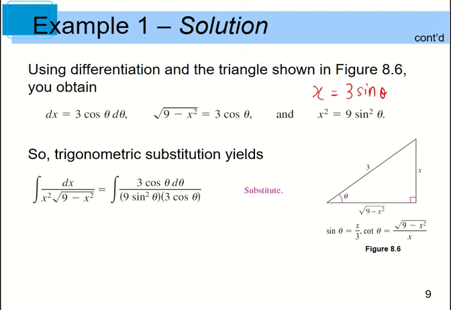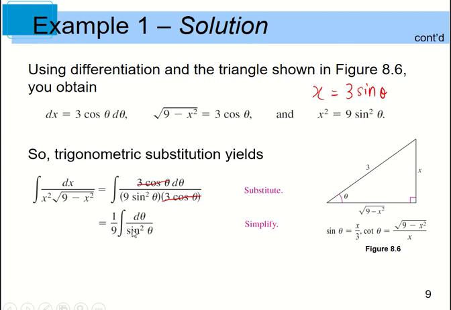Now we are going to substitute everything into the integrand. First, the dx here is 3 cos theta d theta. The x squared is substituted with 9 sine square theta. And the square root of 9 minus x squared is 3 cos theta. After that, we can eliminate 3 cos theta with 3 cos theta. Now take out the 9, we have 1 over 9 here.